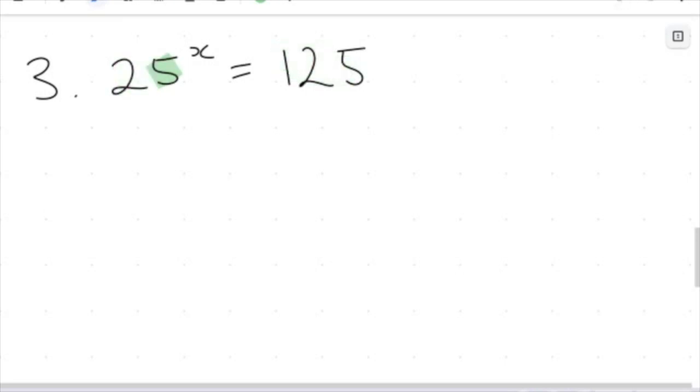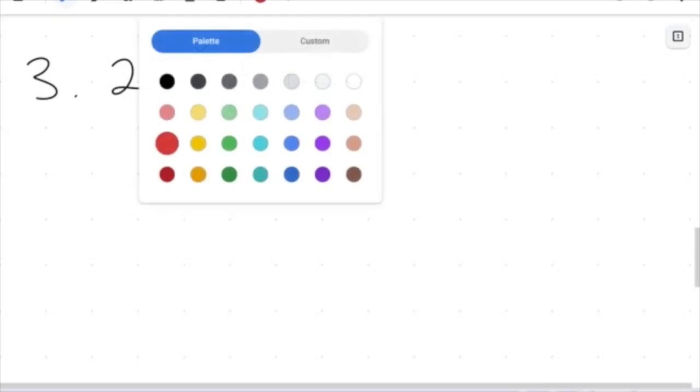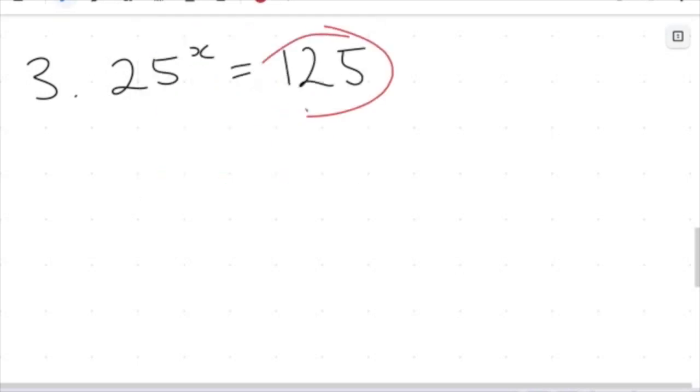Because if I take 25 to some power greater than 1, because 25 to the power of 1 is just 25, and then taking 25 to the power of 2, that's going to give us a much bigger number than 125, this number on the right hand side. So we want to find another way to relate these numbers.